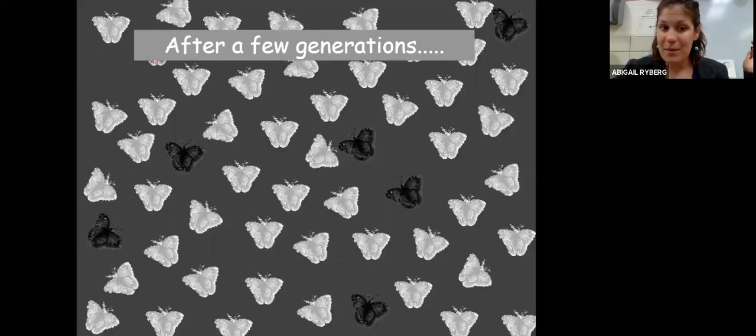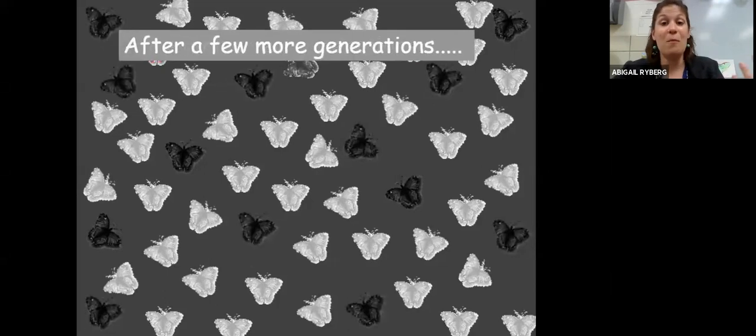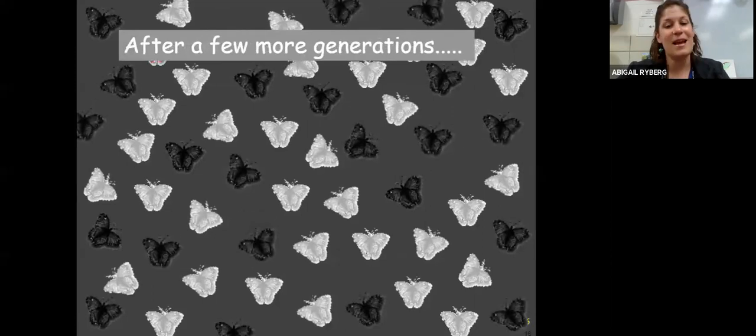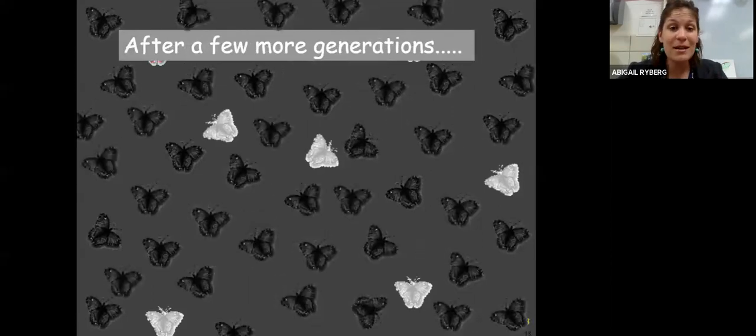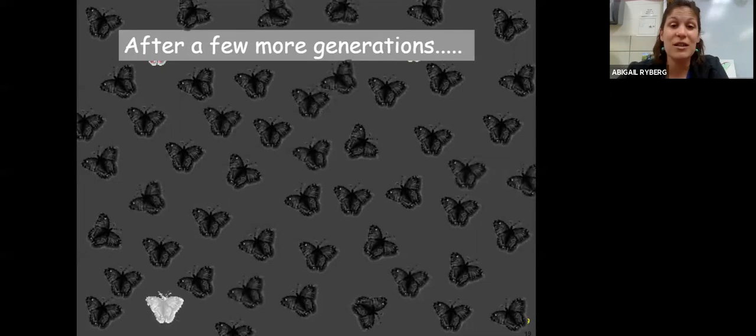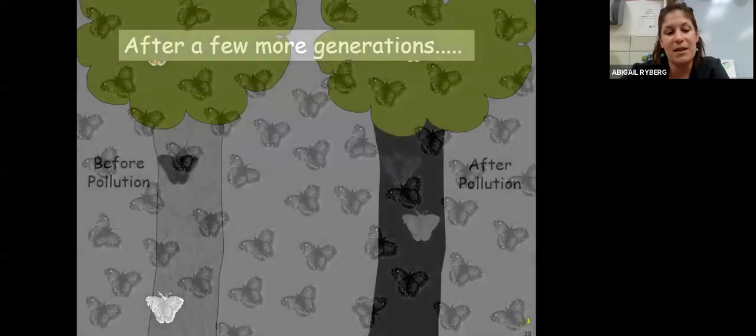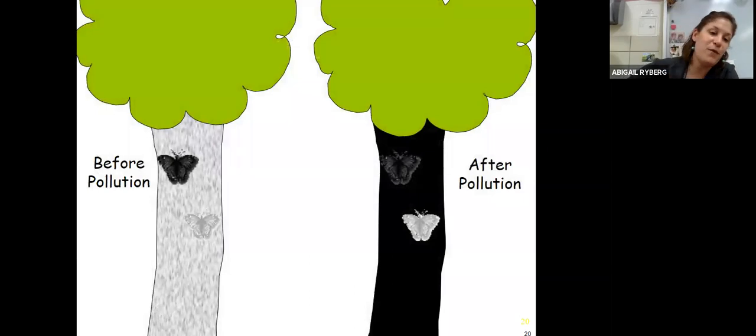Surviving and having babies and passing on the gene to be dark colored. So slowly after a few generations, we saw more dark colored moths, and then more dark colored moths, and so on and so on until the population actually changed. We see a majority of the moths being black colored, and now just a few that are going to be the peppered. So before pollution and then after.